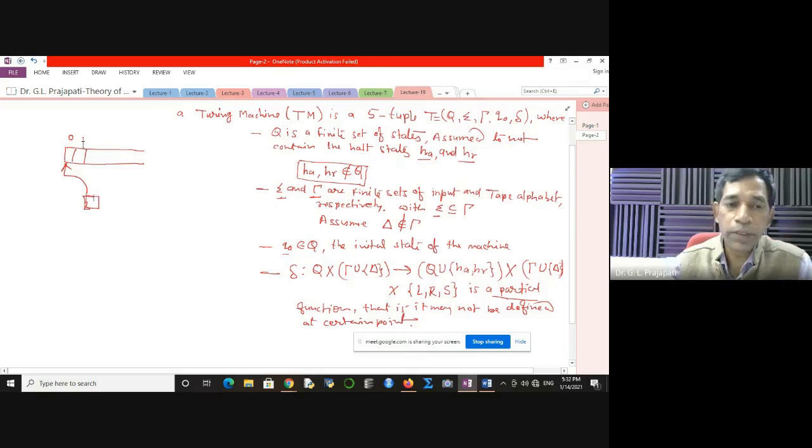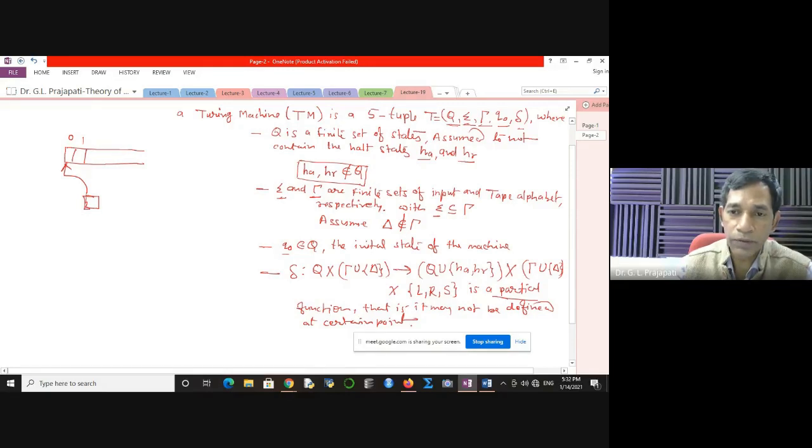So what you have seen is that the Turing machine is a 5-tuple, just like the other machines. What are the contents of the 5-tuple? One is Q, which is the set of states of your machine, the state of mind. And then the input symbols, tape symbols, initial state, and transition function.